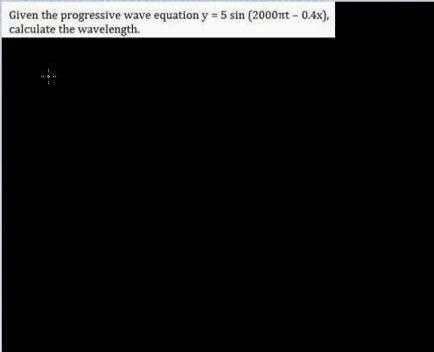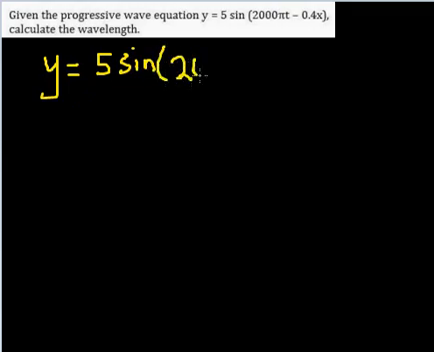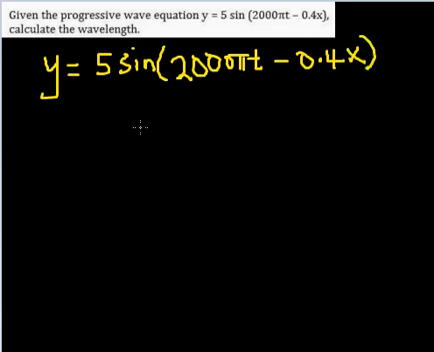So given the progressive wave equation, this time around, the wave equation is giving us y equal to 5 sine 2000 pi t minus 0.4x. Right, so the question is find the wavelength. Of course, the wavelength we get from the wave number. The wave number there is 0.4, right?